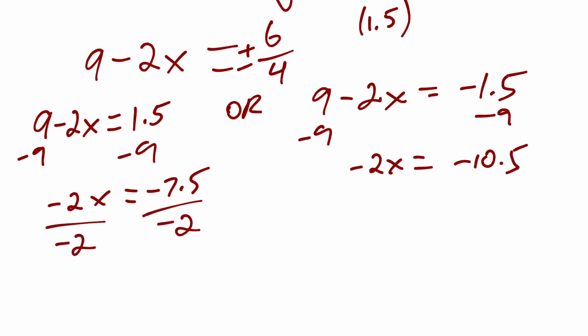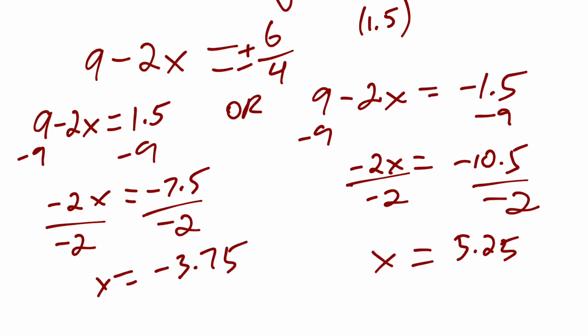Both of these I will divide by whatever's in front of x, which happens to be a negative 2 here. Don't forget to bring the negative with it. And these are my two possible answers, negative 3.75 or 5.25. And if you wanted to keep it in fractions like Delta Math liked you to do, you could always press Math, Enter, Enter at the end and find the fraction form.